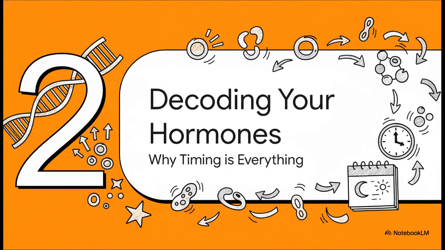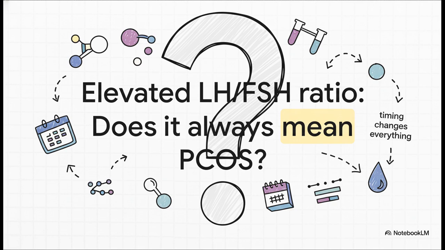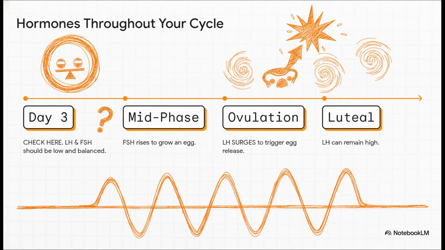Okay, so we've looked at the building blocks of our genetics. Now let's move on to the chemical messengers that pretty much run the whole show every single month, our hormones. This is a perfect one. This question is a classic example of why context is king when you're looking at blood work. Seriously, a number without its context is totally meaningless. And in this case, the timing of the test changes absolutely everything. Just look at this timeline. It shows the hormonal roller coaster of a typical cycle.